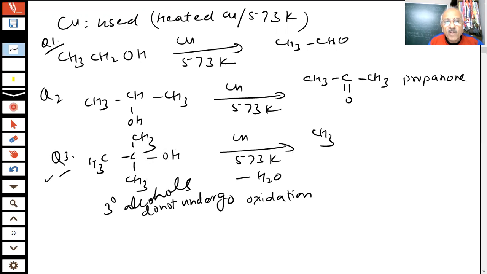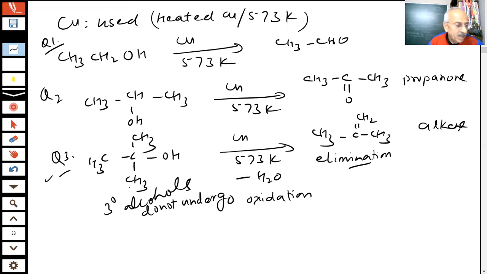Oxidation is not taking place. Then elimination takes place. The result you have already seen. C double bond C. Elimination takes place to form the product, which is an alkene. Important question for the paper, students. Alkene is produced.